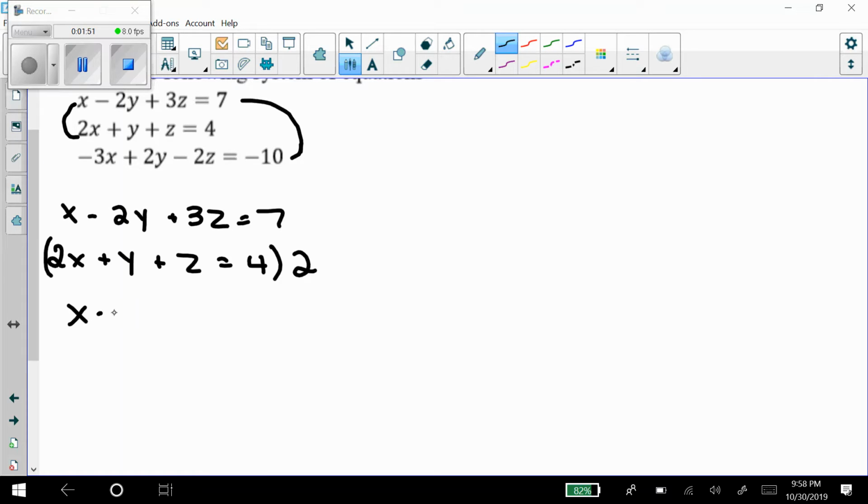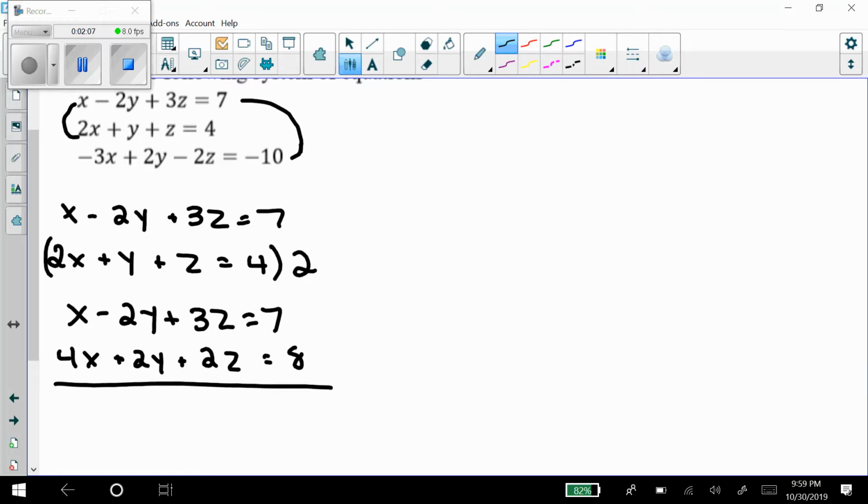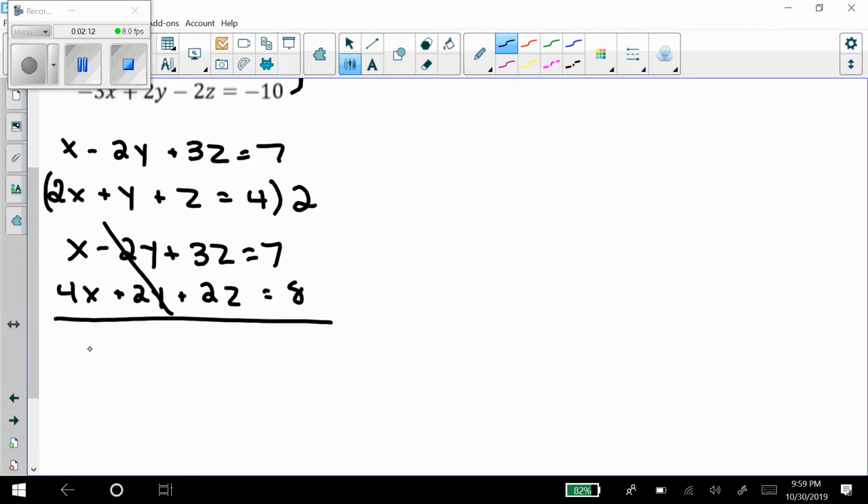So you're left with x minus 2y plus 3z equals 7. 2 times 2x is 4x. 2 times y is 2y, 2 times z is 2z, 4 times 2 is 8. And then you're just going to combine. Your y's canceled just like you wanted. x plus 4x is 5x, 3z plus 2z is 5z, and 7 plus 8 is 15. That's our first equation with 2 variables and 2 unknowns.